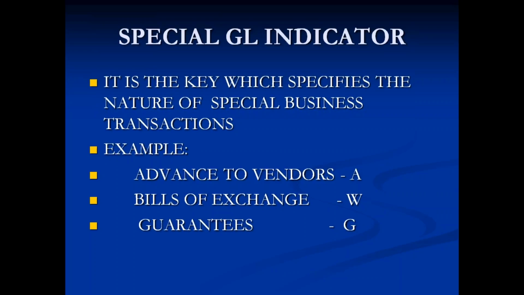Then it says how you will identify whether a line item is a normal line item or a special line item. The system gives us an indicator we maintain, through which we can identify if any line item is normal or special. For advance we use A, for bill of exchange we use W, and in the case of guarantee we use G.